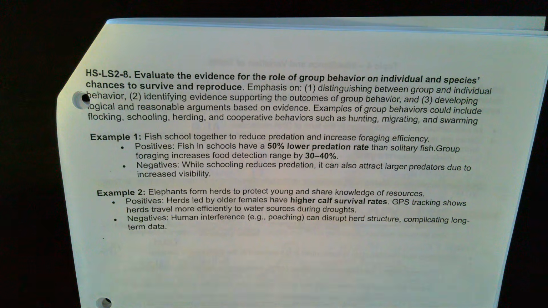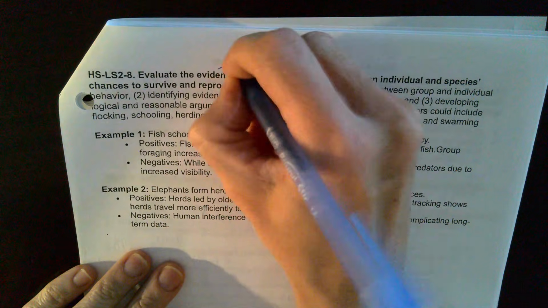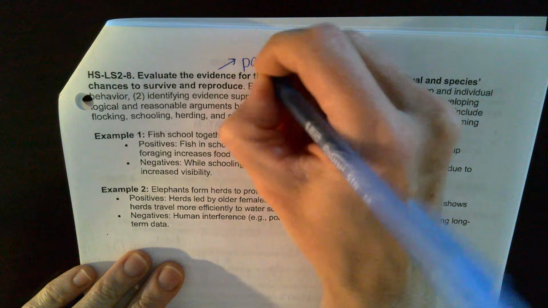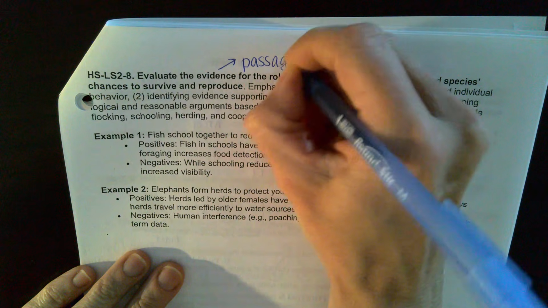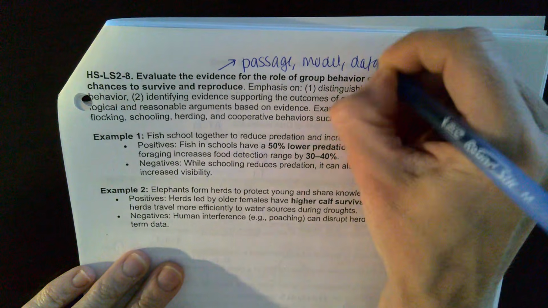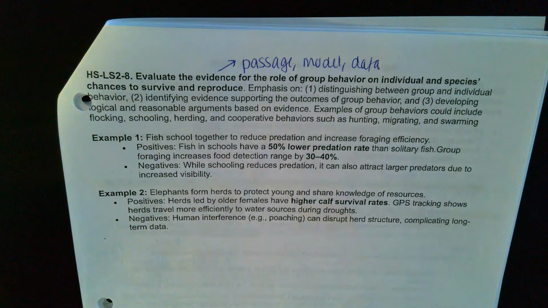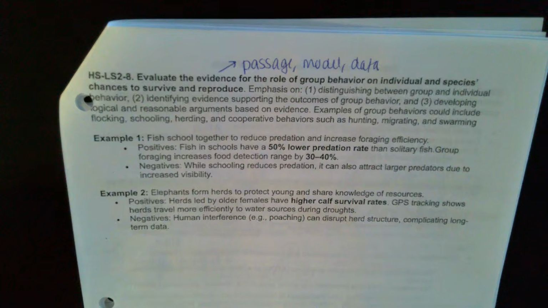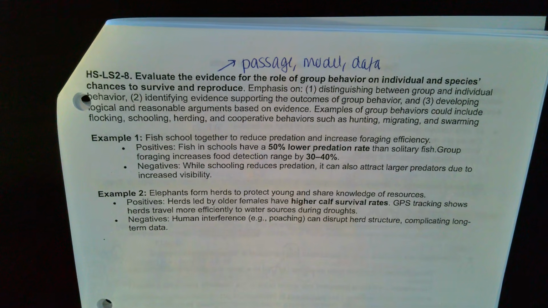It says evaluate the evidence. Whenever they say evidence, that means you will be taking something from the passage, from the model, from the data, for the role of group behavior on individual and species chances to survive and reproduce. They give you a lot of things: group and individual behavior, outcomes for group behavior, and then argument based on evolution. And then they provide a whole bunch of things.